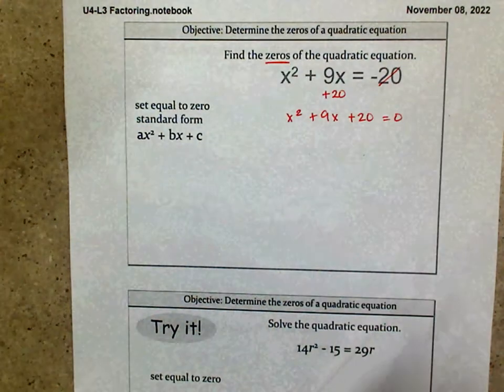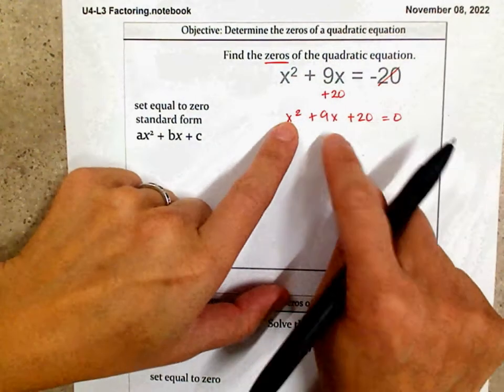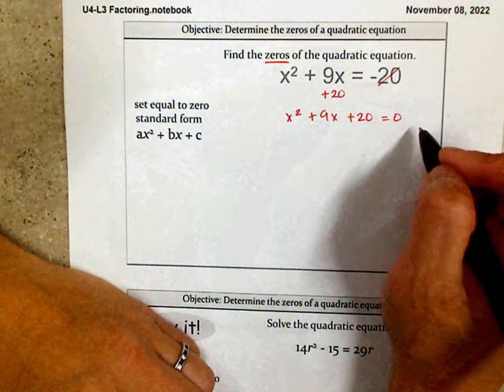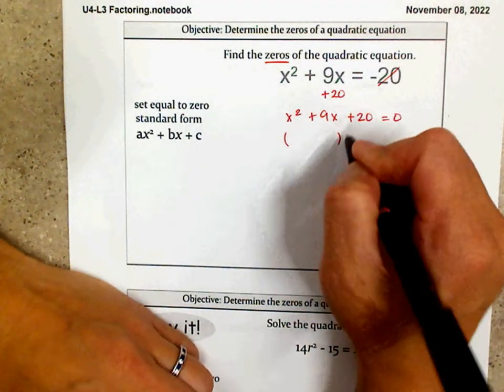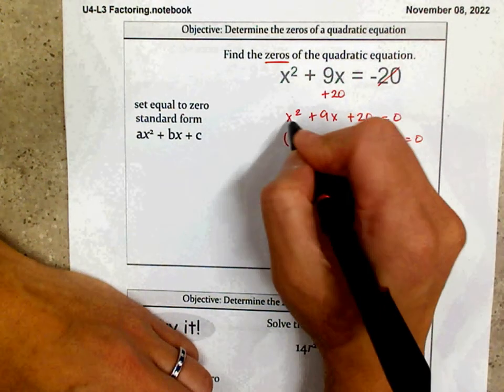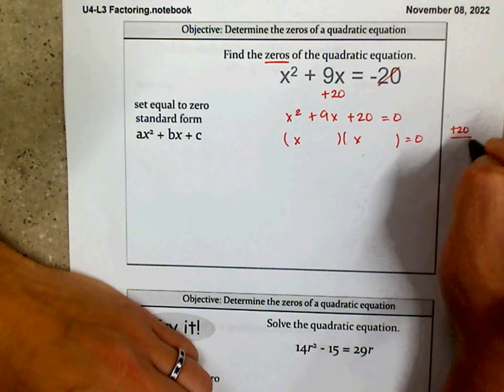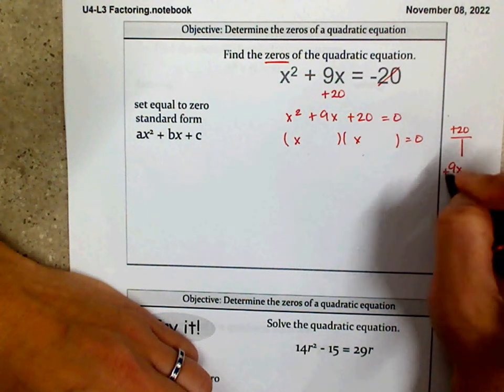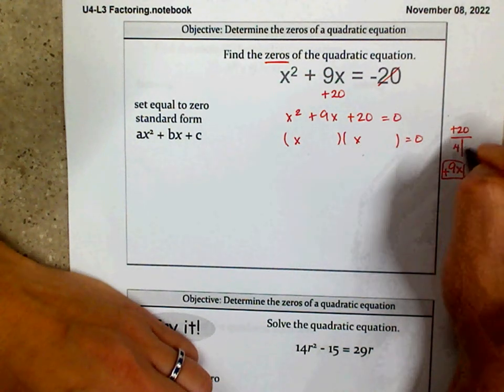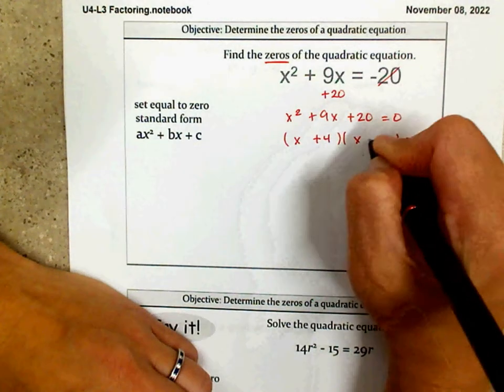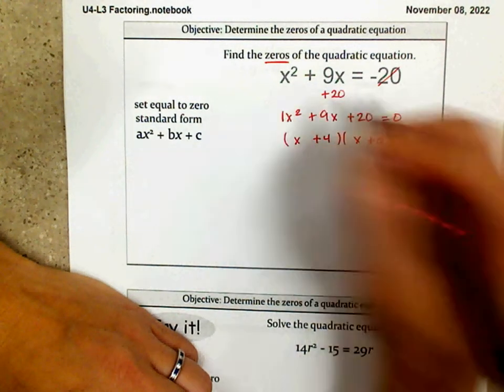Count your terms. 1, 2, 3. It's a quadratic, in order, nothing missing. Two sets of parentheses. Factors of x squared: x and x. What two numbers multiply to give you 20 and also add to give you 9? 4 and 5. So plus 4, plus 5.